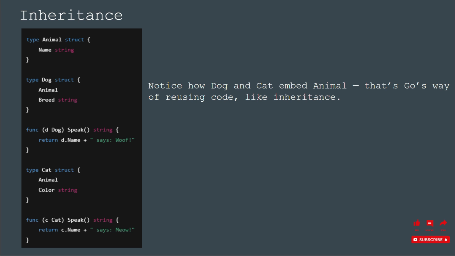In this code example, we have an Animal struct, which has a Name attribute. Then we have a Dog struct, which has Breed and Animal as its embedded struct. Then you have a Cat struct, which has a Color attribute and Animal as an embedded struct. Notice how Dog and Cat embed Animal. That is Go's way of reusing code, like inheritance.